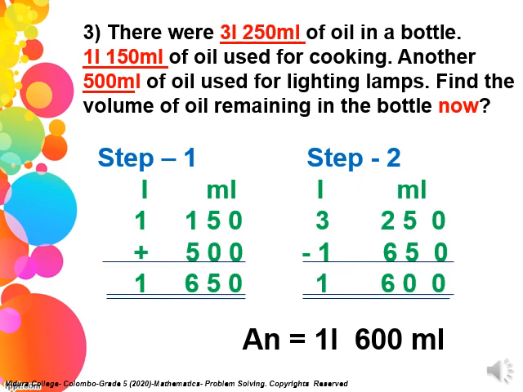So we had 3 liters and 250 milliliters with us, and we used 1 liter and 650 milliliters. Now the question is very simple. To find the volume remaining in the bottle, let's subtract. Step 2. 3 liters and 250 milliliters subtracting 1 liter and 650 milliliters. So the answer is 1 liter and 600 milliliters. That means 1 liter and 600 milliliters of oil is remaining in the bottle now.